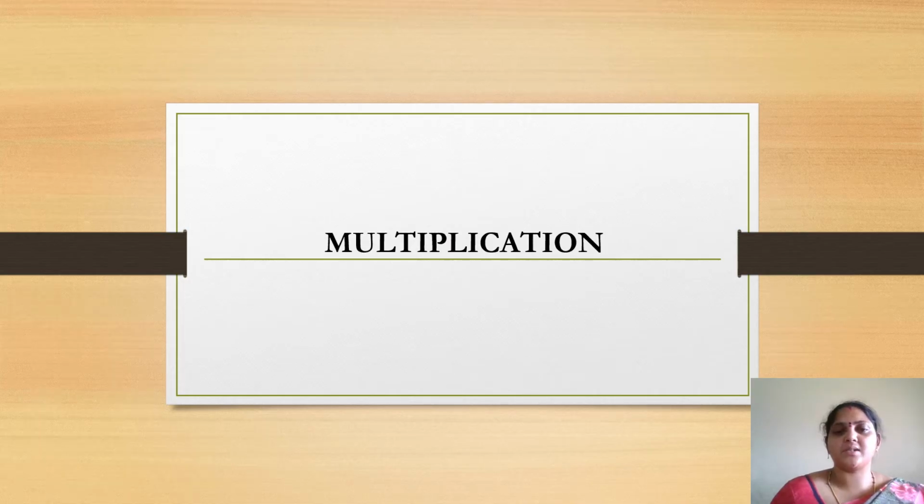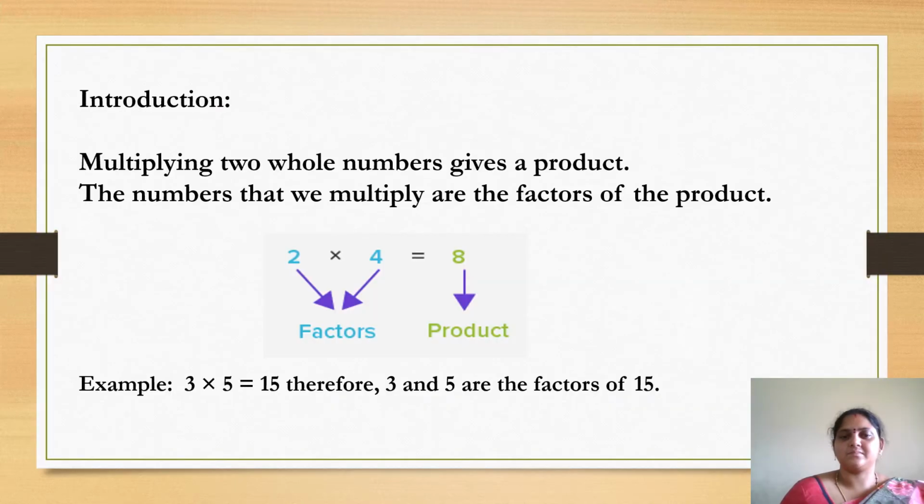Today we are going to start a new topic, that is multiplication. Children, we all know what is meant by multiplication. Multiplication is nothing but where we are multiplying two numbers and we are getting the product. Introduction. So, multiplying two whole numbers gives a product. The numbers that we multiply are the factors of the product.